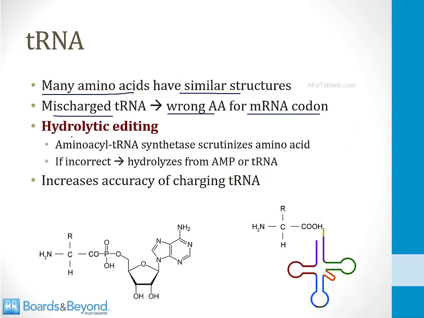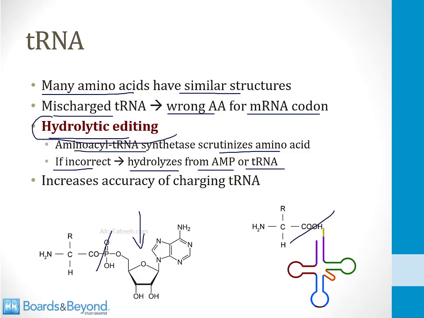Luckily, this is avoided by a process called hydrolytic editing. So aminoacyl tRNA synthetase scrutinizes the amino acid that is going to be added to the end of a tRNA molecule. And if the amino acid is incorrect, then that amino acid can be hydrolyzed either from AMP or from tRNA. If you look down at the bottom of the screen, this is the AMP molecule that is bound to an amino acid. And so if the incorrect amino acid is bound, then aminoacyl tRNA synthetase can lop this off, and then that amino acid won't be added to tRNA. Aminoacyl tRNA synthetase can also lop off the amino acid if the wrong one is at the end of the tRNA molecule. And so through this process of hydrolytic editing, the cells in our body have increased accuracy of the charging of tRNA.